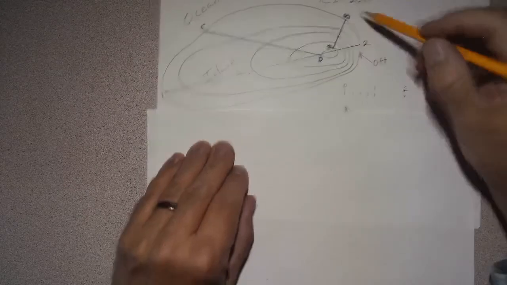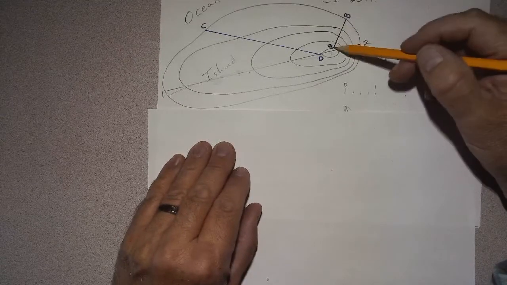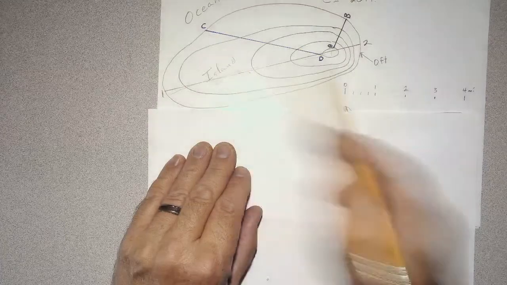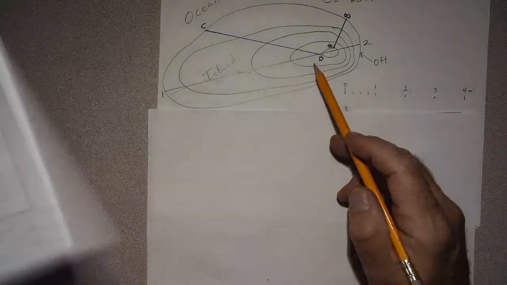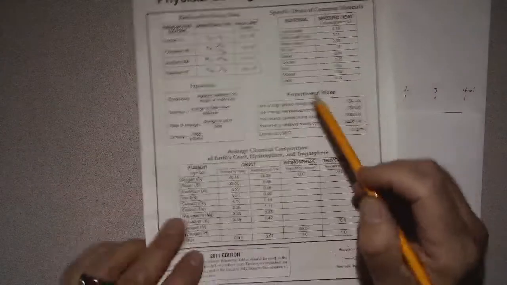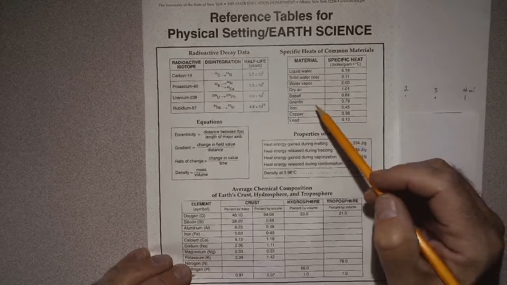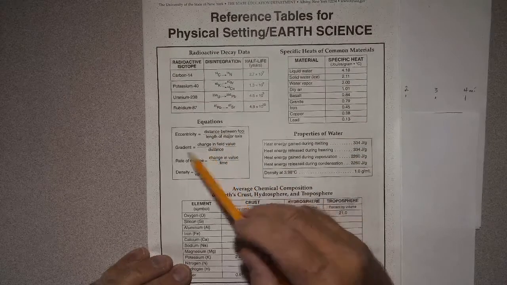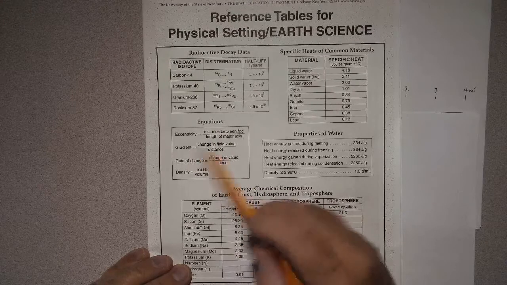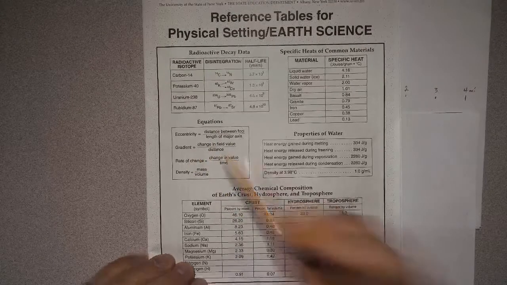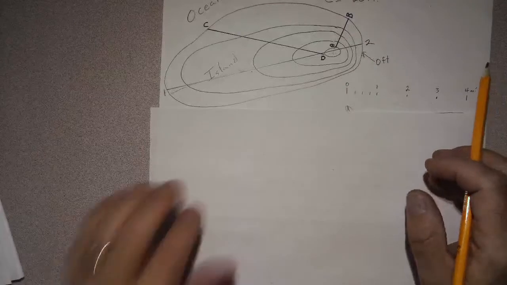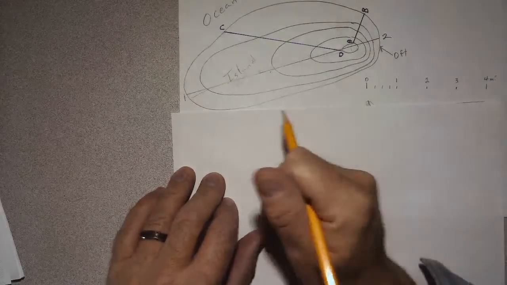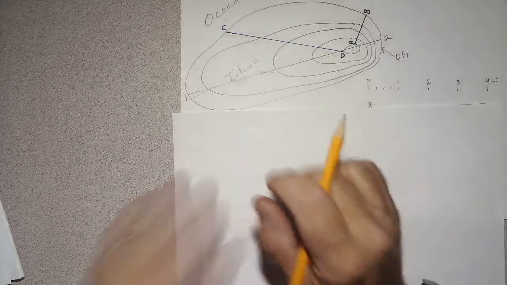All right, so first thing we want to do is find gradient. We want to find gradient along line A and B, and then find gradient along line C and D. So if we're going to do gradient, we take the reference tables, and we look under equations, and we see there is a formula for gradient. Gradient is change in field value divided by distance. So if I have a question that's asking me for gradient, it's going to tell me write down the formula, substitute with units, and solve.